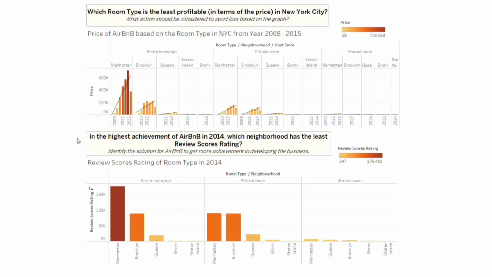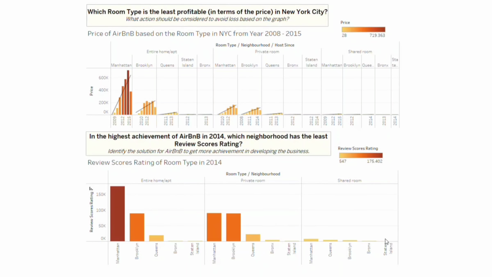And the last question, question 6. In the highest achievement of Airbnb in 2014, which neighborhood has the least review scores rating? With the following question, identify the solution for Airbnb to get more achievement in developing the business. For the city that has the least review scores rating is Staten Island. Moreover, there is no review for the shared room type.